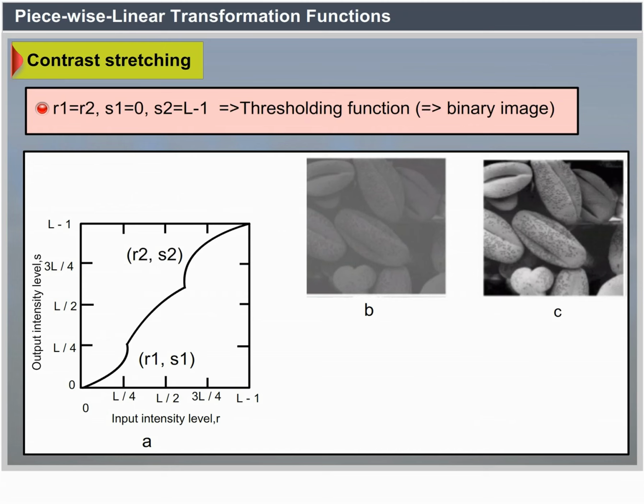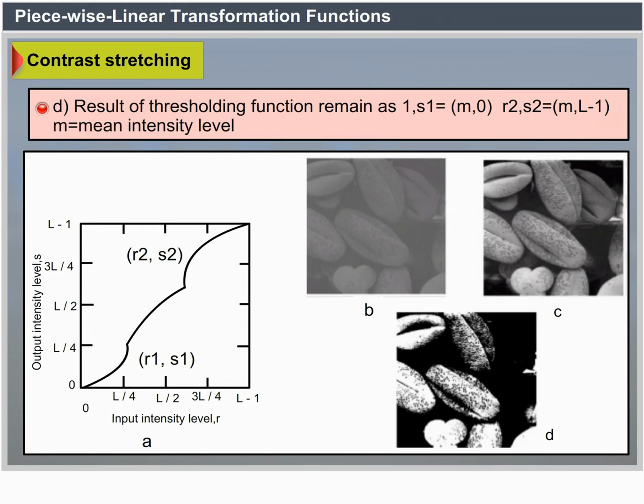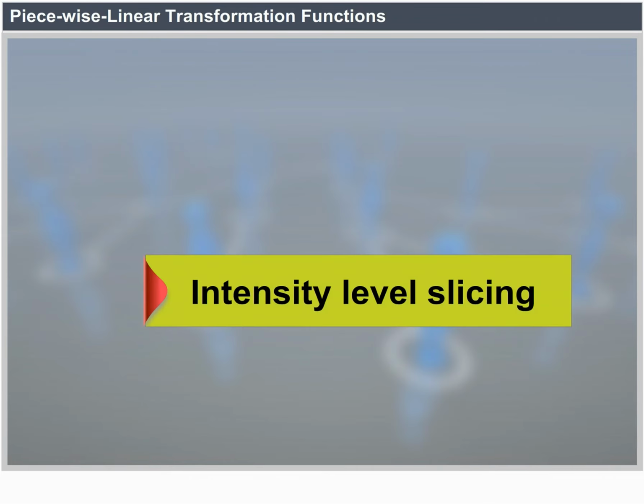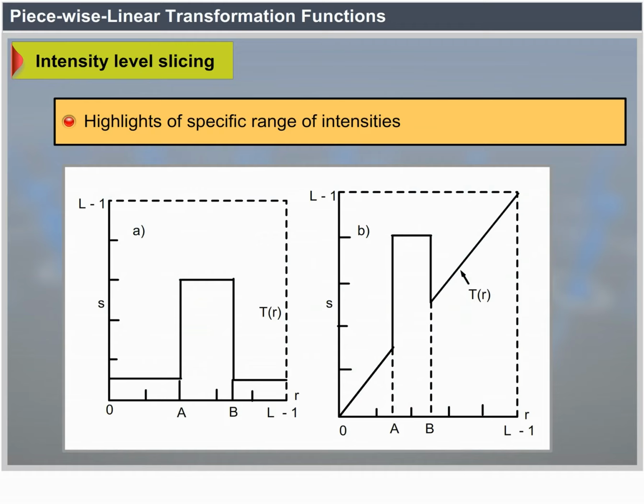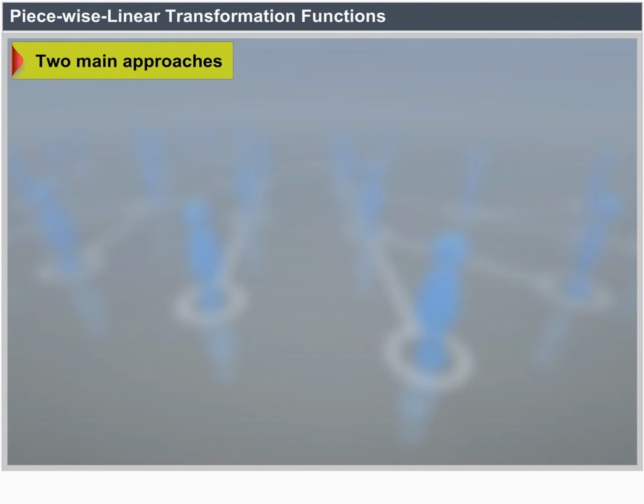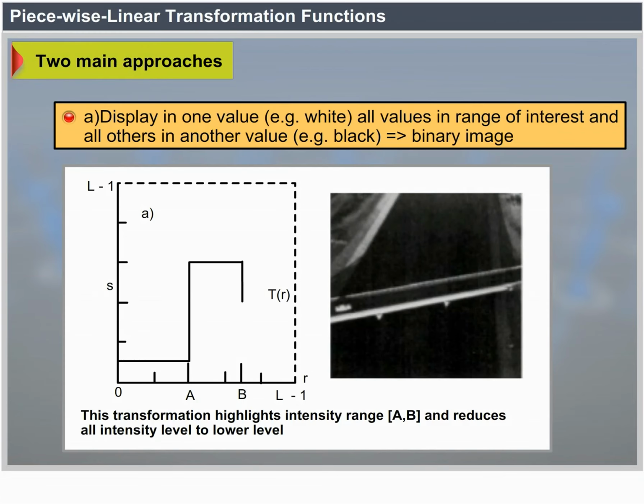Display in one value, for example white, all values in the range of interest, and all others in another value, for example black, which is a binary image. This transformation highlights intensity range A, B and reduces all other intensity levels to lower levels. Brighten or darken the desired range, leaving all other intensity levels unchanged. This transformation highlights intensity range A, B and preserves all other intensity levels.